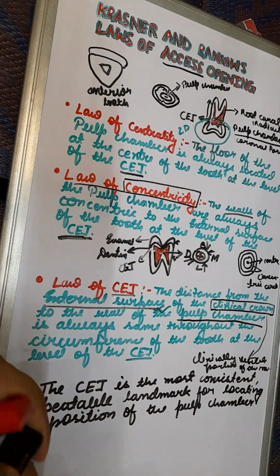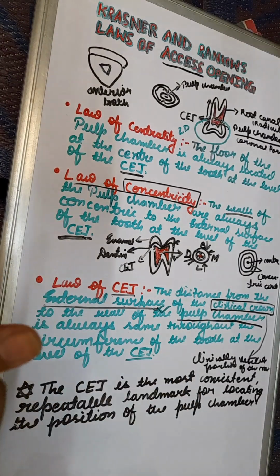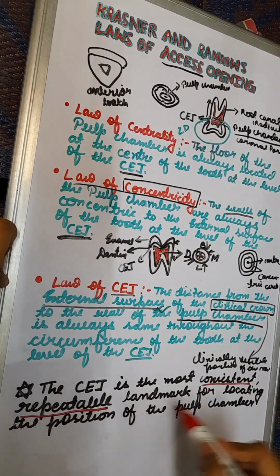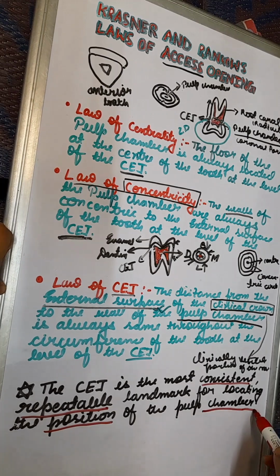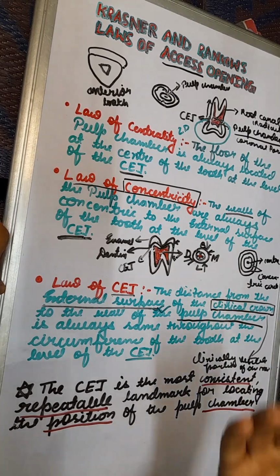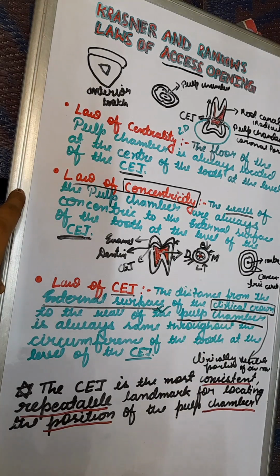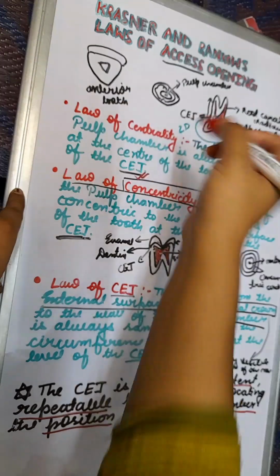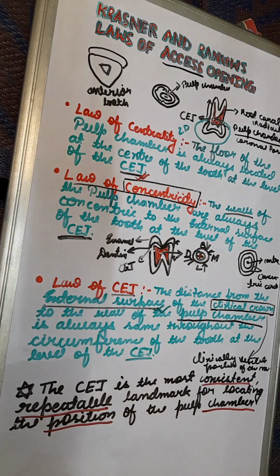So the CEJ is the most consistent, repeatable landmark for locating the position of the pulp chamber. When we have to locate the pulp chamber, we would think about the CEJ. So in every law, that is the law of centrality, the law of concentricity, and the law of the CEJ itself, the CEJ is playing a major role.